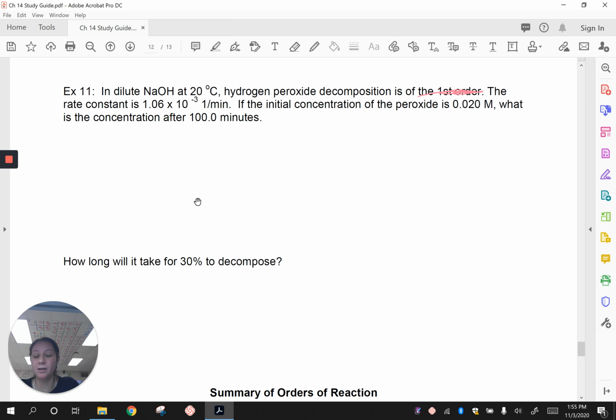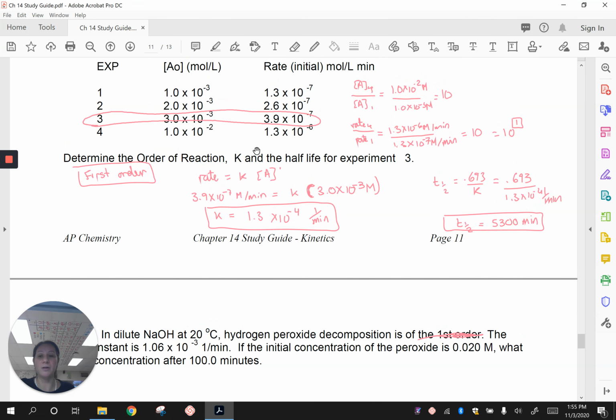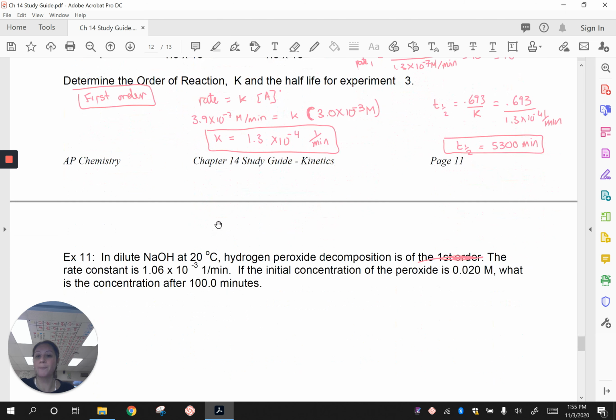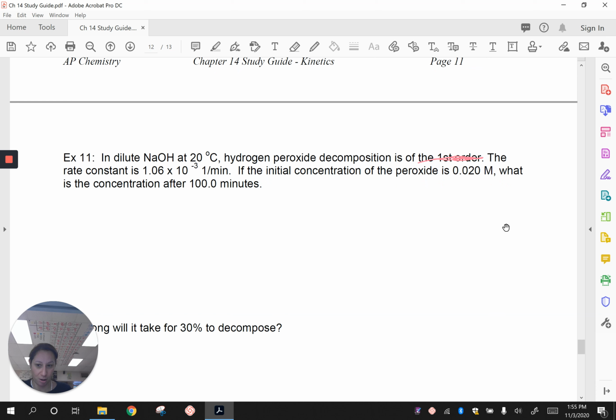Now, the first thing you want to decide is whether you use the integrated rate law or the differential rate law. In the previous problem, we wanted to use the differential rate law because we were looking at rates and concentrations. Here, we are looking at a concentration, a value of K, and time. If we're relating time and concentration, you want to use the integrated rate law. So definitely integrated rate law.